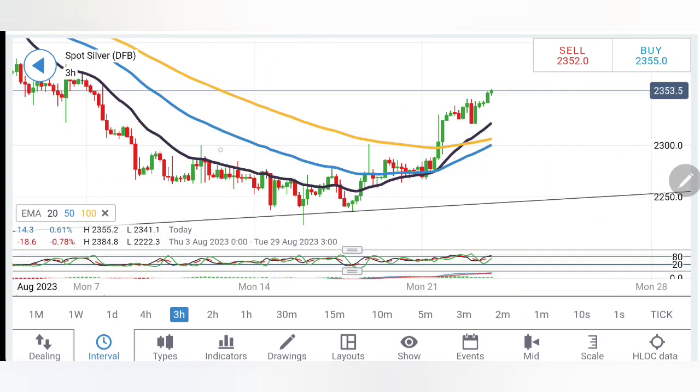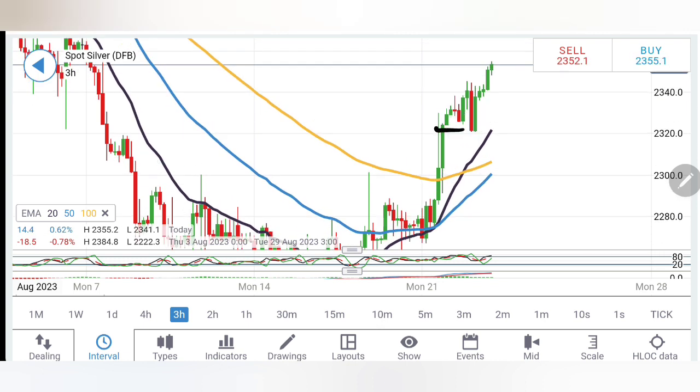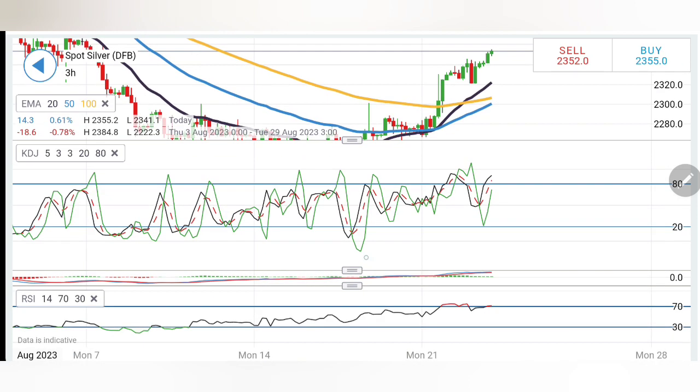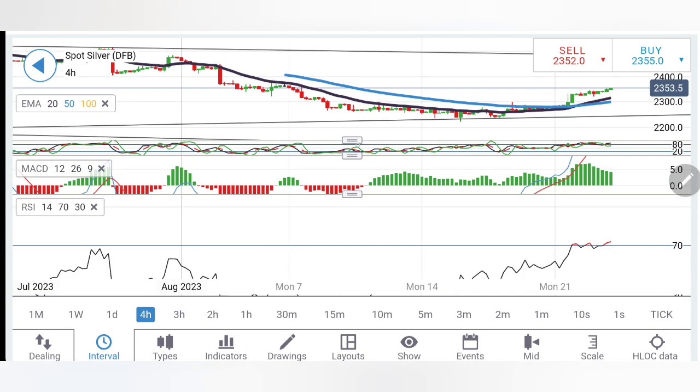Coming to the 3-hour chart. On the 3-hour charts, moving averages crossed over here, trading with divergence, trading with bullishness. Now note this point. From here, this rise we have seen, 2320 has been a good support now. So this complete zone, 2340, 2320, is going to be a good support for silver. If you look at the stochastic, this is back to overbought. MACD is trading with little divergence and bullishness. RSI is back in the overbought zone.